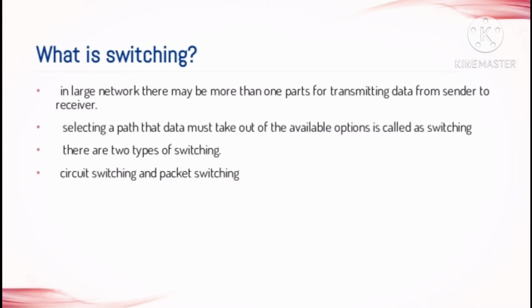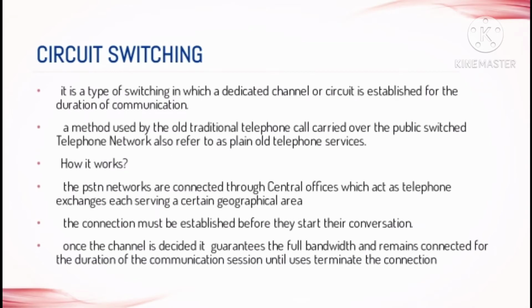Now there are mainly two types of switching. They are circuit switching and packet switching. Now let us see what is meant by circuit switching. It is a type of switching in which a dedicated channel or circuit is established for the duration of communication. It is a method used by the old traditional telephone call carried over the public switched telephone network, also referred to as plain old telephone services.